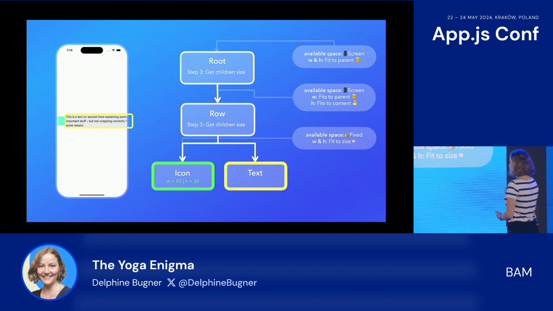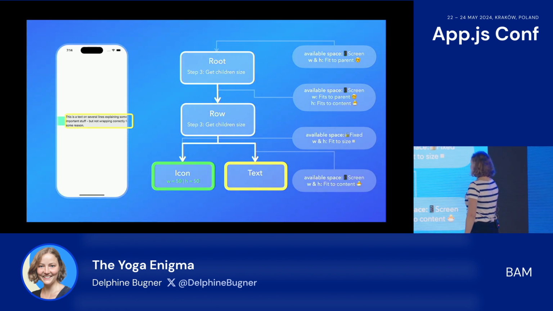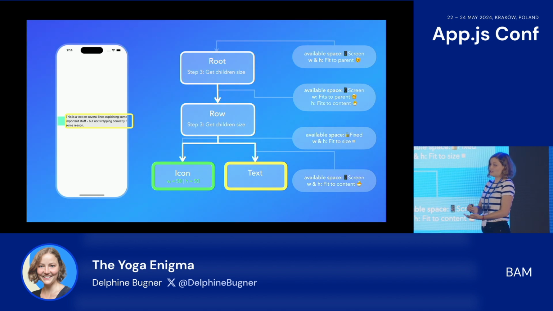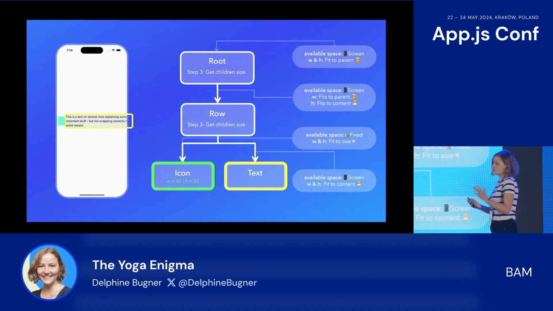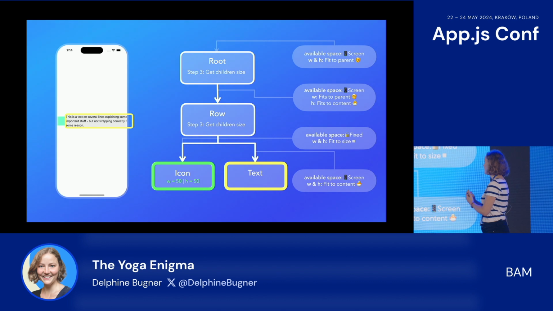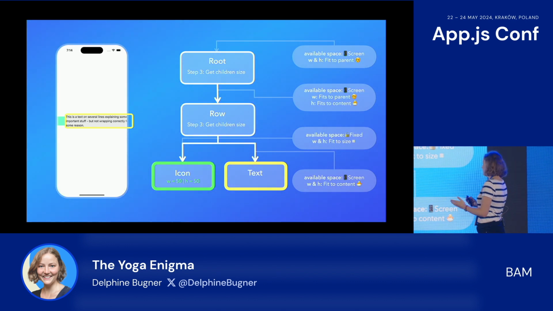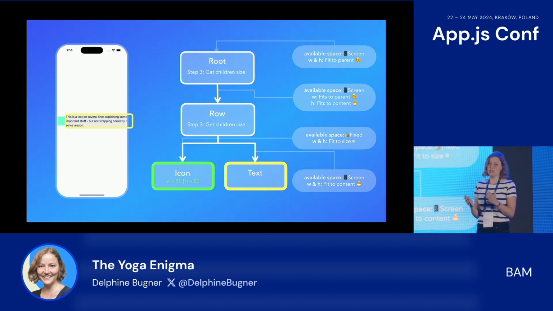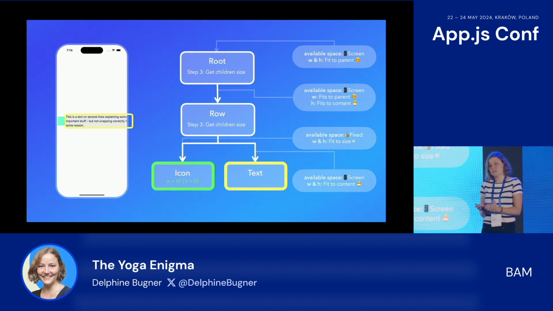Going to the text node. For the text, available space is still the whole screen because there's still no constraint on it. The height, we always fit to the content because it's the same as the parent. And for the width, well, we are an element in a row. And when you're an element in a row, you also fit to what's inside you.